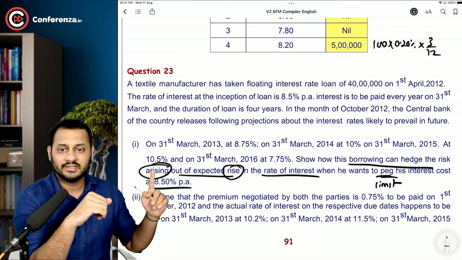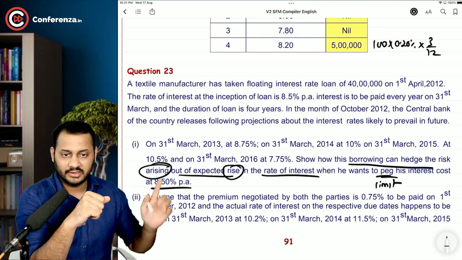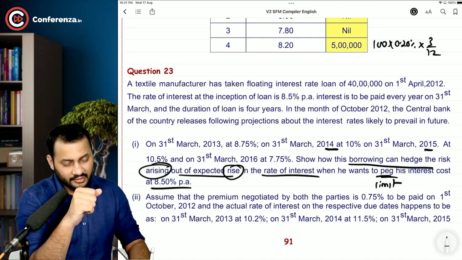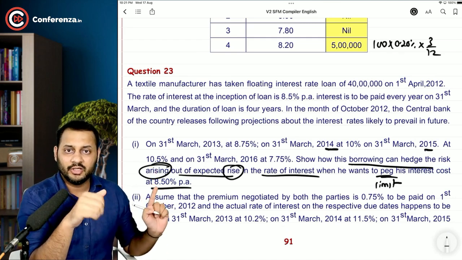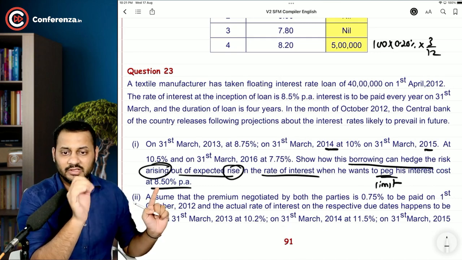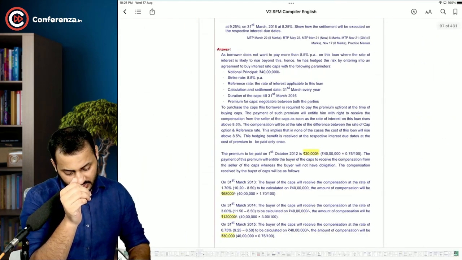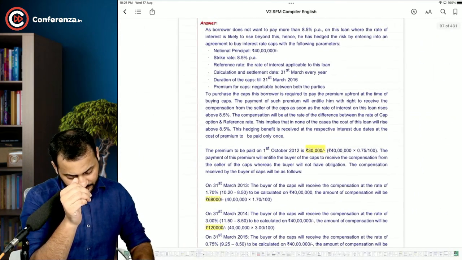You can clearly see in the second and the third, 10 and 10.5%. That means in the years 2014 and 15, the rates are going beyond 8.5%. And in that case, we will have a payoff. We will see a payoff. So this is how you will have to explain it in the entire statement.